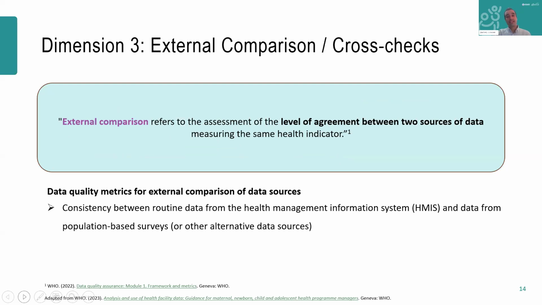The third dimension looks at the level of agreement between 2 different sources of data that are measuring the same indicator. For this, you would usually compare the RHIS data to data that's collected through a population-based survey like the DHS or MICS. The RHIS data can also be compared to pharmacy records or other types of data to ensure that the 2 sources fall within a similar range.